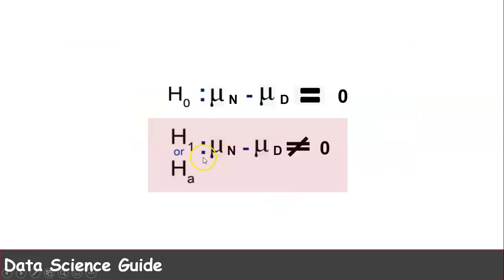Mu n, which is the population average salary in New York, minus mu d, which is the population average salary in Dallas, doesn't equal 0. And the null hypothesis equals 0. So let's go to Excel and test this hypothesis.